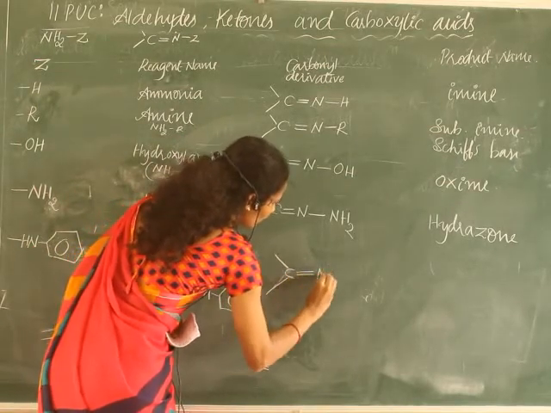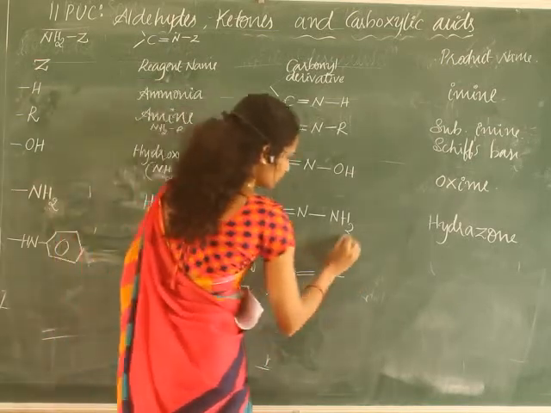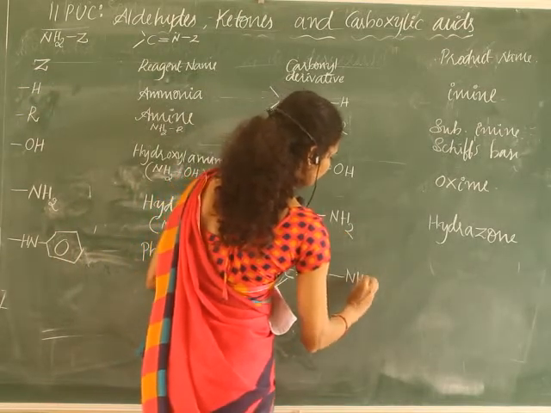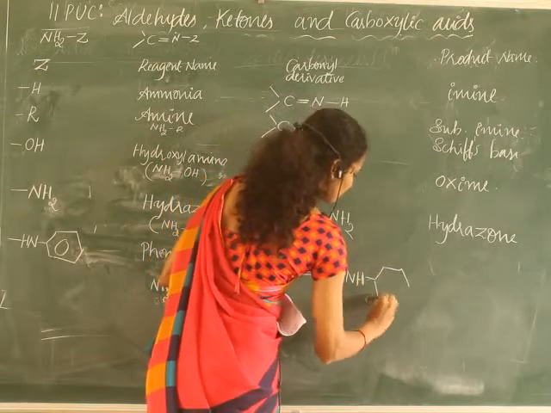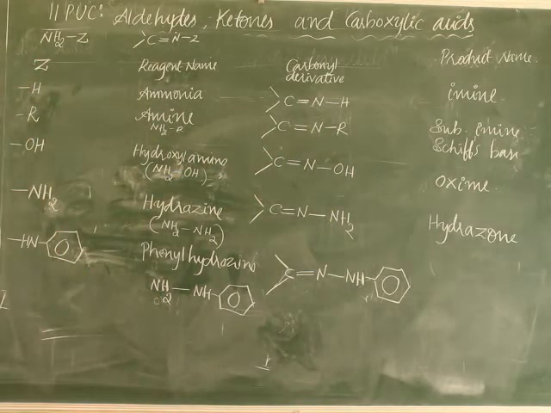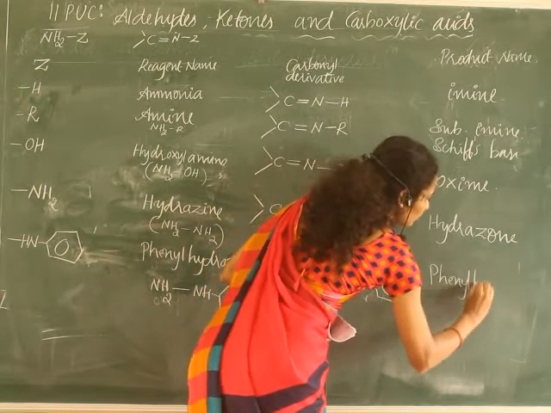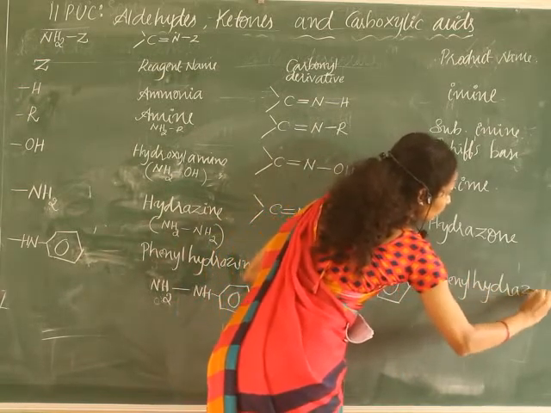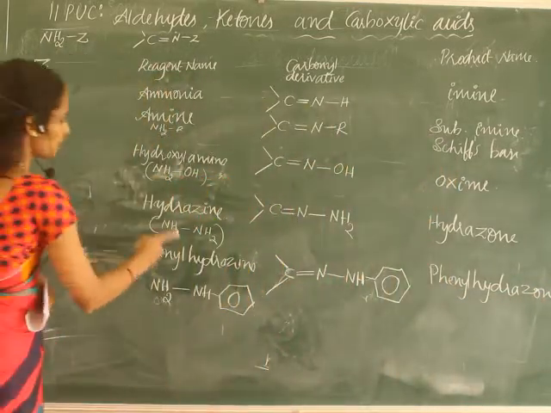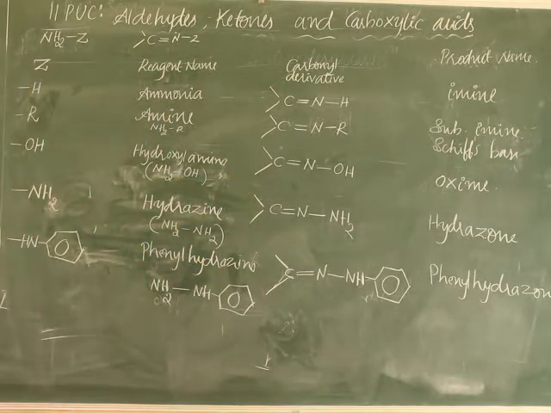And here it is C double bond N single bond. Instead of NH2, Z, here Z is NH and benzene ring. It's called a phenyl ring. Right? Okay. And it is called phenylhydrazone. Okay. See here: hydrazine, phenylhydrazine, hydrazone, phenylhydrazone.